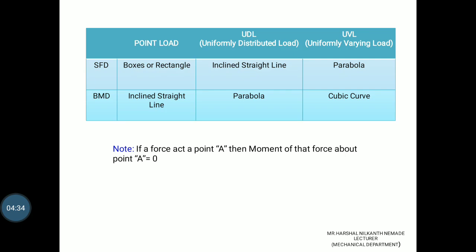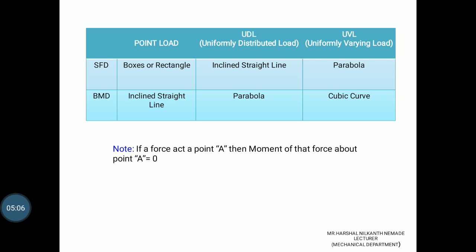See, this is an important chart I have given. There are, first, SFD and BMD for point load. When there is a point load, SFD will be a box or rectangle, and BMD will be an inclined straight line. When there is a UDL, uniformly distributed load, in SFD it will be an inclined straight line, and in BMD it will be a parabola.